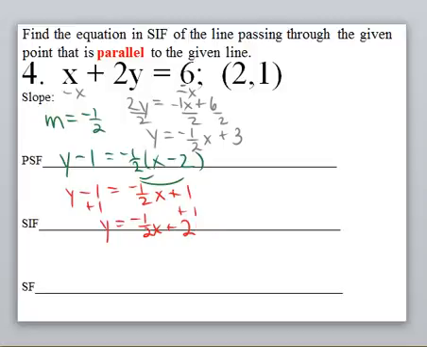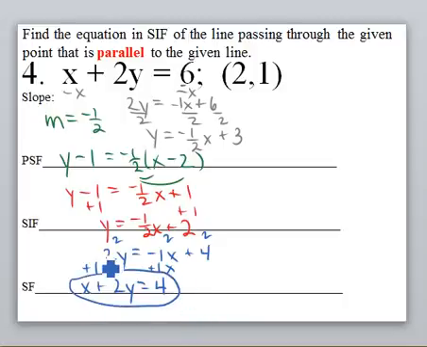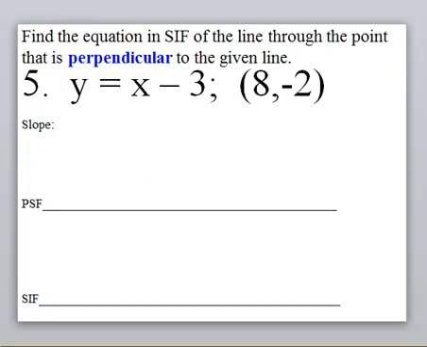Standard form is when we have no fractions, so I'm going to multiply everything times 2. That gives me 2y equals negative 1x plus 4. I would add 1x to both sides. That would give me x plus 2y equals 4. And I would be finished with standard form on this problem because the x is already positive.